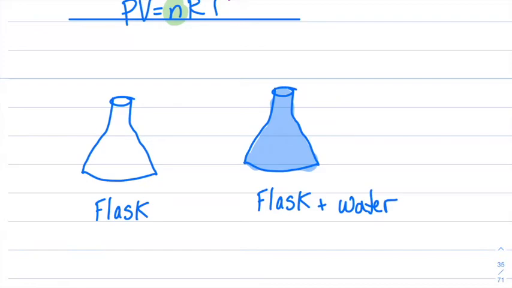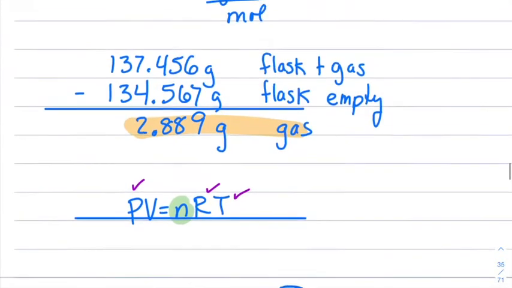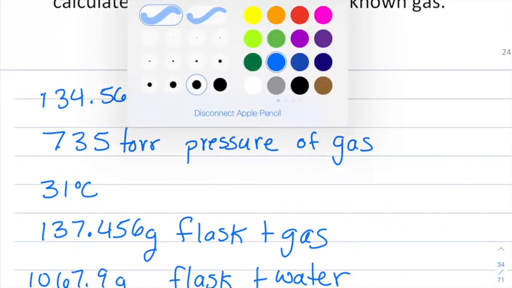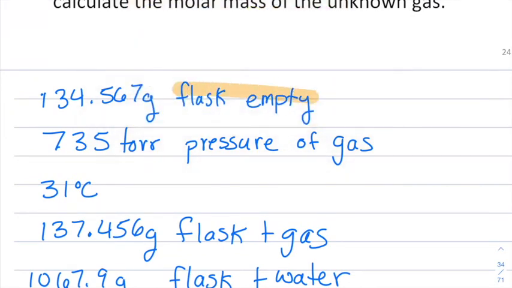All right, so let's take a look at what we had for our empty flask. So we're going to use the same number that we did earlier. Here is the flask empty, 134.567 grams.